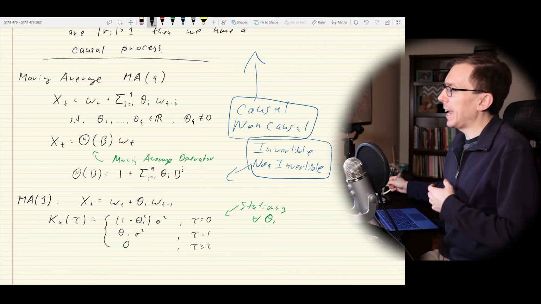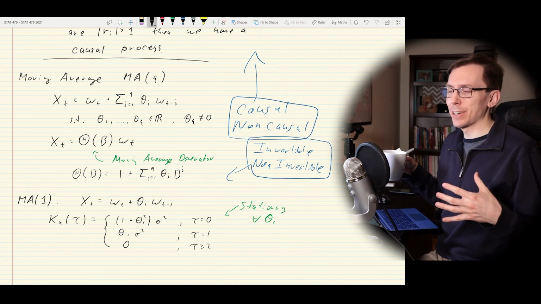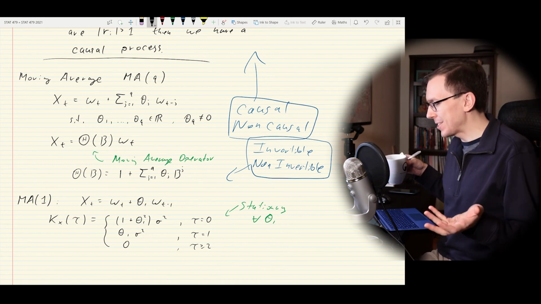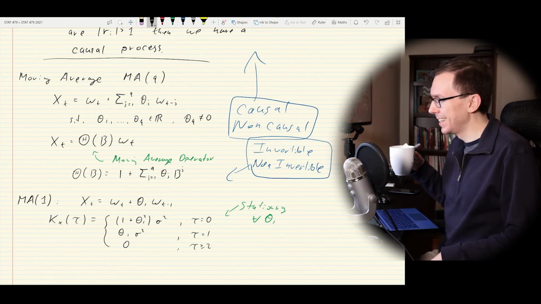But like with the AR process, just because we have a stationary process doesn't mean it's nice, in the sense that before we could have a stationary non-causal process. That's not good.